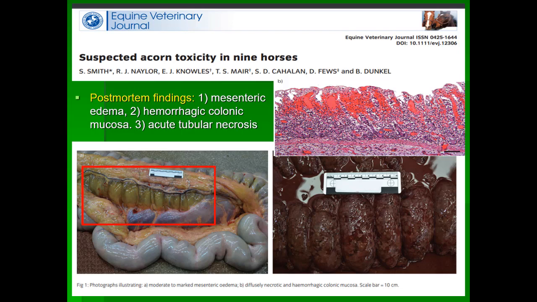You can notice that gelatinous appearance of the serosal surface. There was also a necrohemorrhagic and ulcerative typhlocolitis and enteritis, and obviously the hallmark lesion is acute tubular necrosis, which is not shown here on this slide.